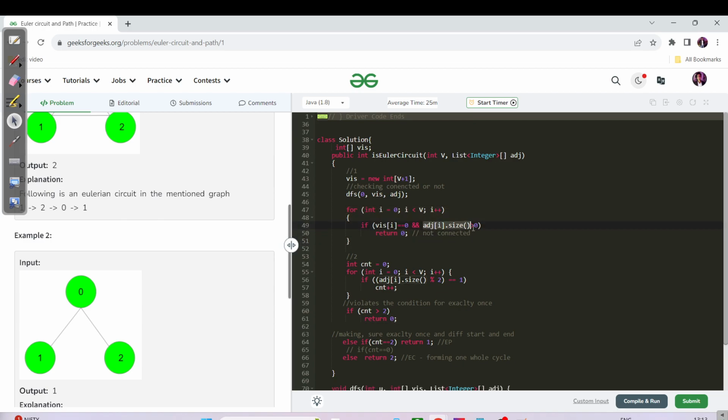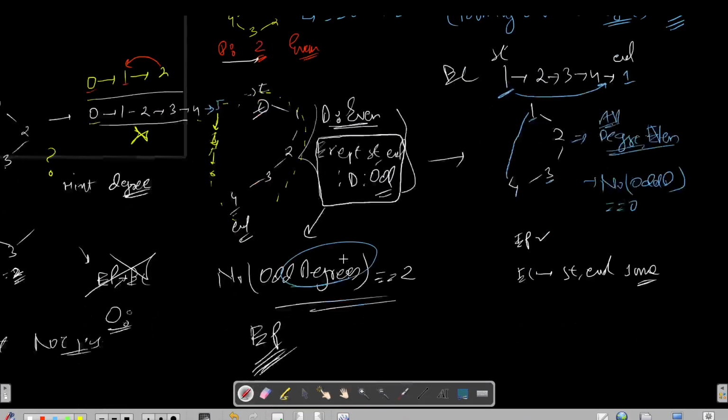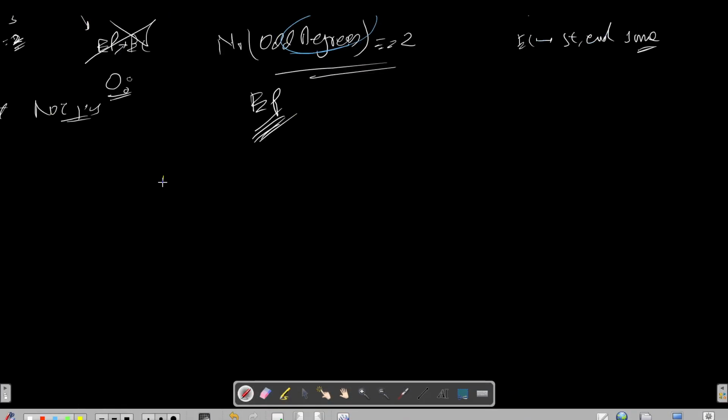Now why am I checking size greater than 0? Okay, so there may be one case, so let's say you have 1 and 2 as connected and you have 3 not connected.